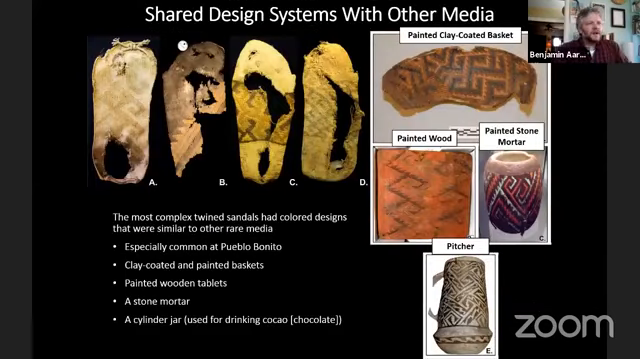There are other types of artifacts that have similar design systems, especially with the color designs. We can see some of the fanciest of the twined sandals. These are trichrome, three colors. There are not very many of these, but they have what we call a Chinle Salado design system. And we see that show up on painted clay-coated baskets, painted stone mortars, painted wood, and even some black-on-white pottery designs. All of these are from Great House contexts.